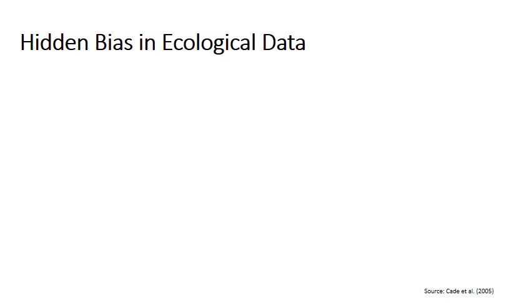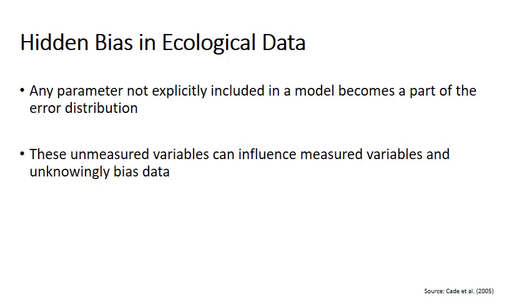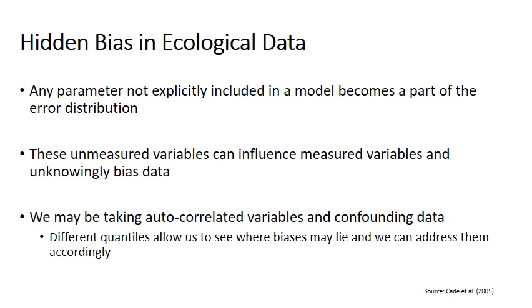The other big value of quantile regression is that it can point out hidden bias in your ecological data. Any parameter that's not explicitly included in a model basically becomes a part of the error. These unmeasured variables can influence measured variables, and they could potentially unknowingly bias data. So we may be taking autocorrelated variables and confounding our data. But your different quantiles actually allow you to see where biases may lie, and you can address them accordingly.